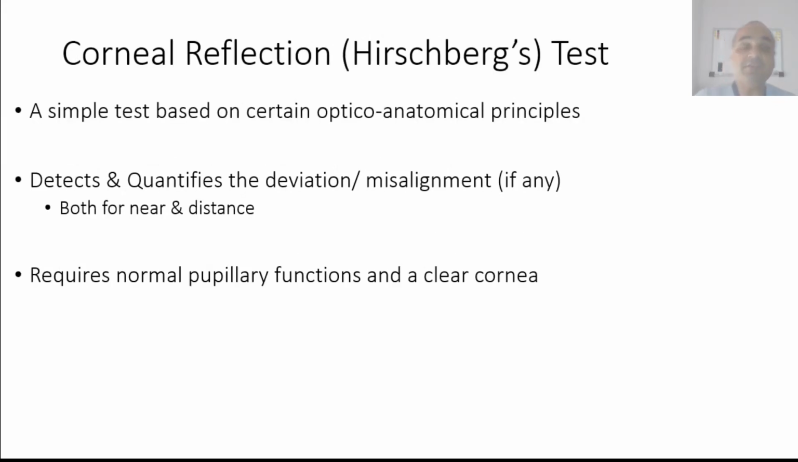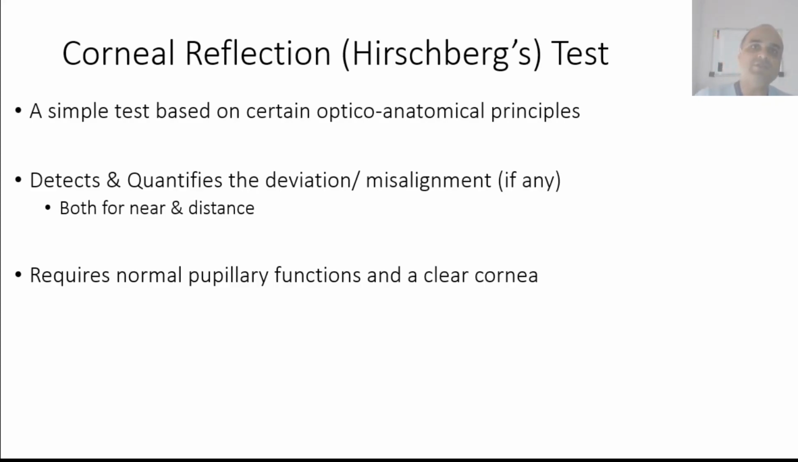So corneal reflection test is really a simple test. And this test depends upon you having a torchlight and seeing the reflex of the light bulb on the cornea, something sort of similar to what we did when we were doing ptosis testing and we were looking for marginal reflex distance.